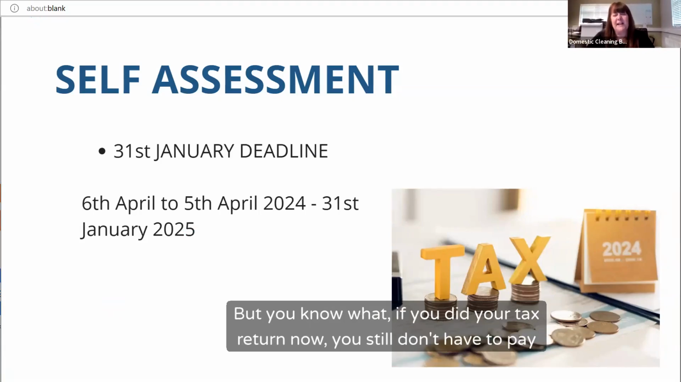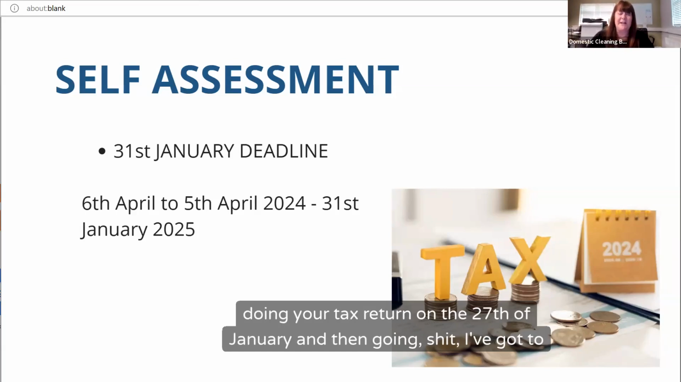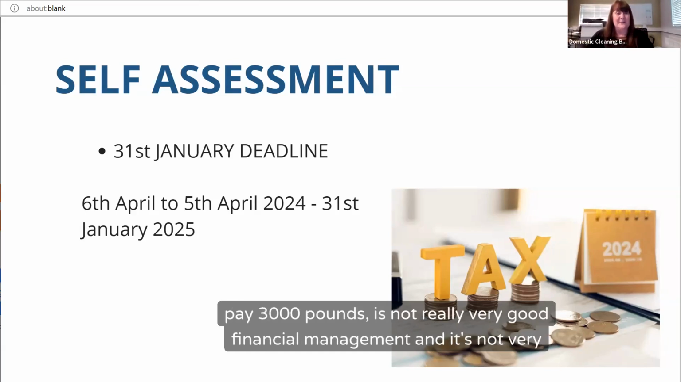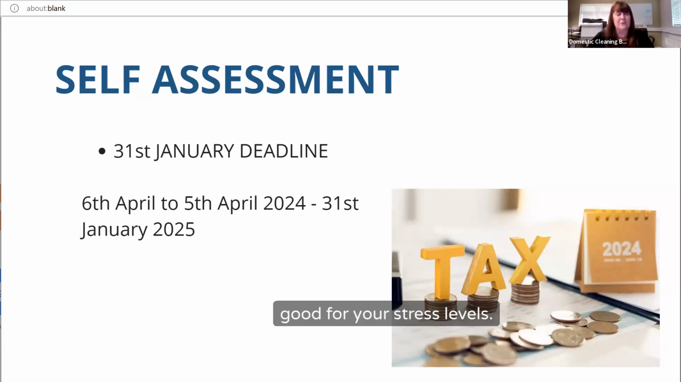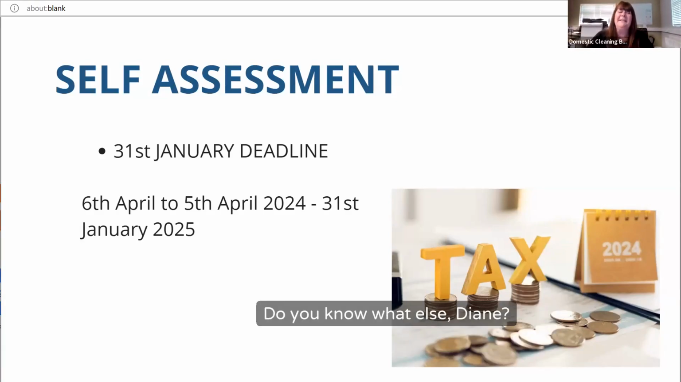But you know what? If you did your tax return now, you still don't have to pay the money until the end of January. But it means that you'll be prepared, because doing your tax return on the 27th of January and then going, "Shit, I've got to pay £3,000," is not really very good financial management, and it's not very good for your stress levels. So it's better to know now that you're going to have to pay £3,000 in January, and you can put the money aside. So what else, Diane?